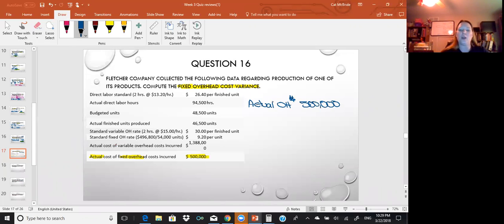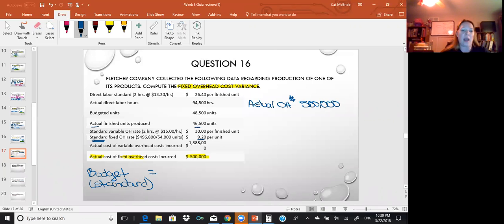Now we want the fixed overhead cost variance. So we need to know what was our budgeted amount. To get the budget or the standard, they don't give us that, so we're going to have to calculate it. What we do know is that our standard overhead rate is $9.20 per unit. And we do know that we actually produced 46,500 units. So we can figure out what our actual budgeted amount was.